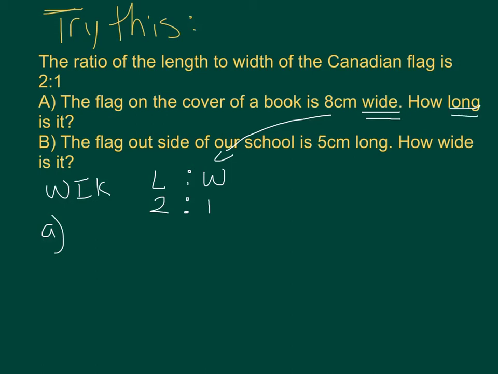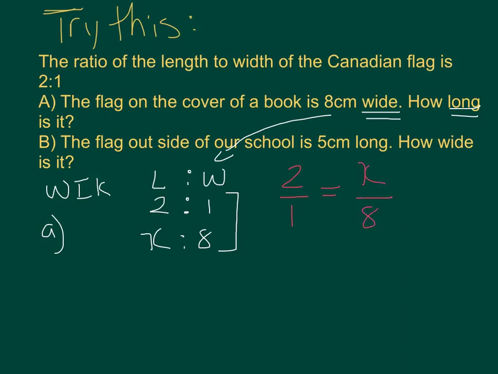So in this case, my value for length is going to be x, and my width is going to be 8. So now I have two ratios which I can convert into fractions. So 2 over 1 is equal to an x value over 8.